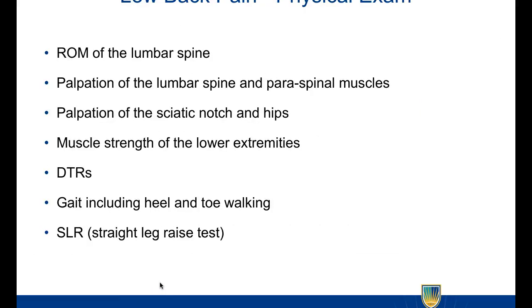Low back pain physical exam. The physical exam of low back pain should include the following: range of motion of the lumbar spine, including flexion, extension, and rotation to determine limitation and reproduction of pain. Palpation of the lumbar spine and paraspinal muscles to assess for tenderness and muscle spasms. Palpation of the sciatic notch and hip with testing of hip range of motion. Muscle strength of the lower extremities, including flexors and extensors of the hips, knees, and feet.